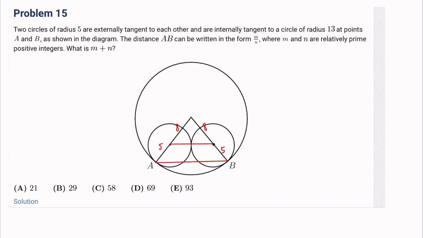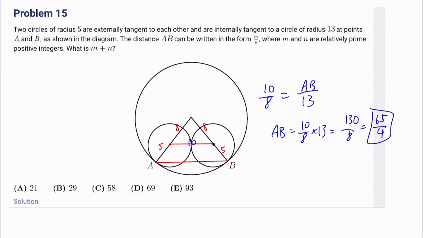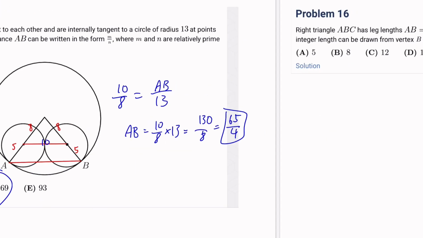And so since this is 10, that means 10 over 8 equals AB over 13. So AB equals 10 over 8 times 13, which is 130 over 8. This is 13 times 5, that is 65 over 4. So 65 over 4, 65 plus 4 equals 69. The answer is D.